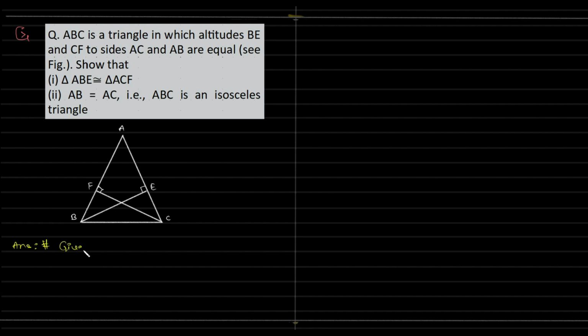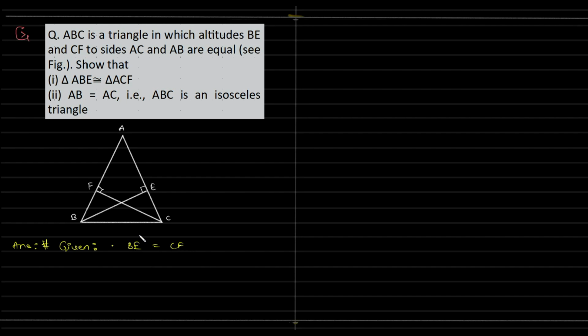We have been given that ABC is a triangle in which BE and CF are altitudes to sides AC and AB, and they are equal as well. So we have BE is equal to CF.